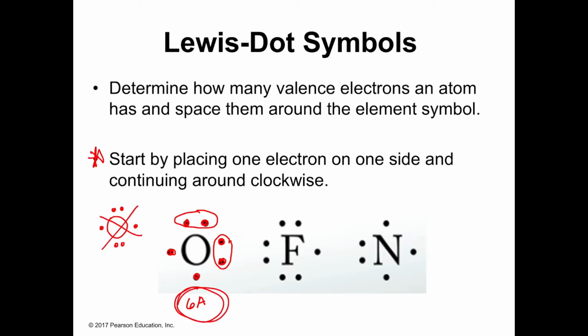So anything, this is just for group 6A actually, that is really particular, but you need to end up with your paired electrons next to each other. Okay, now let's look at fluorine. Fluorine is in group 7A, so we have 7 valence electrons, so we go 1, 2, 3, 4, 5, 6, 7. Nitrogen is in group 5A, so it has 5 valence electrons, so we go 1, 2, 3, 4, 5. Now, you'll notice that it doesn't matter where I start, right?